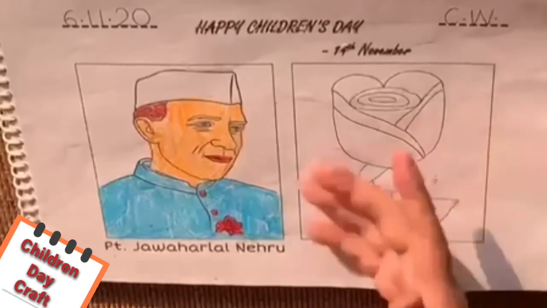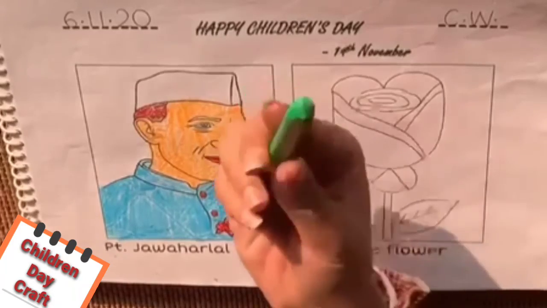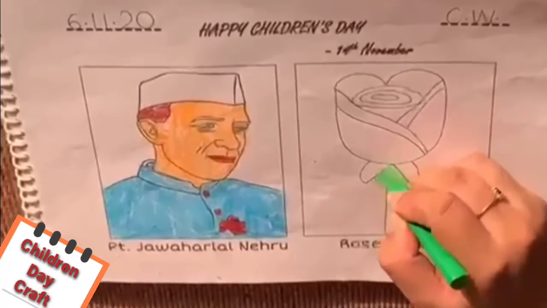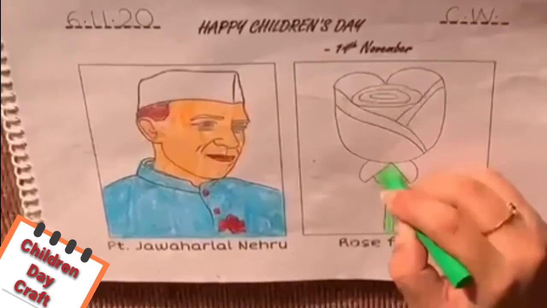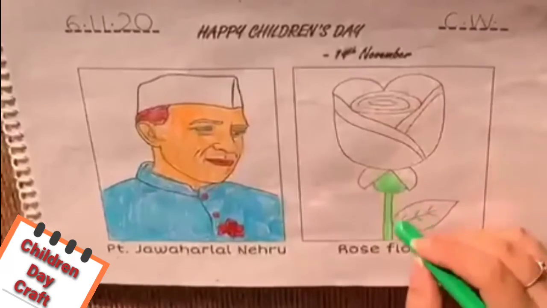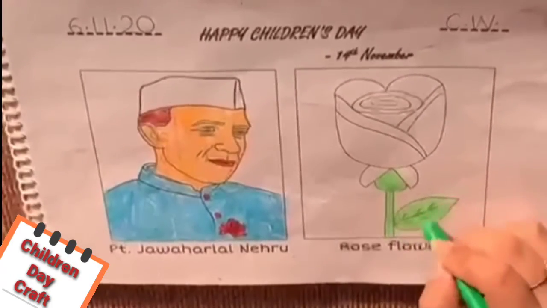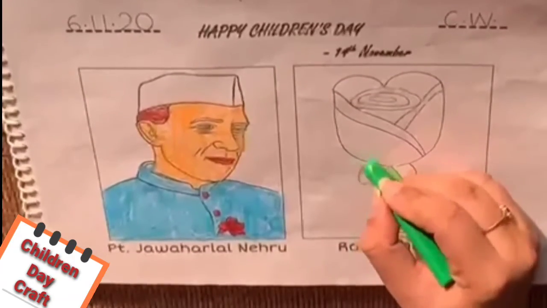Now we will color the rose flower. Starting off, we'll take green color. We will color in this and the stem. We'll color the leaf also with green color. And now green color here also.